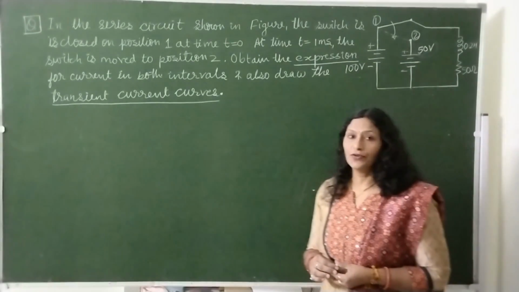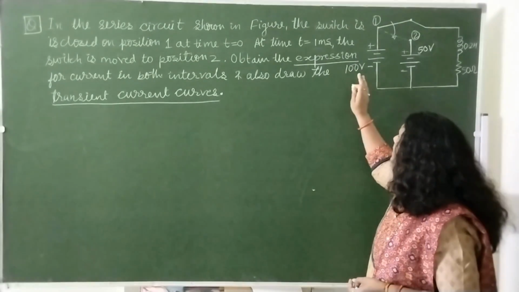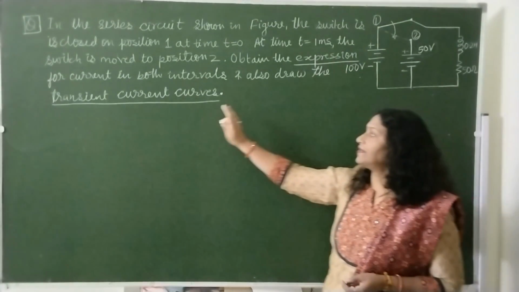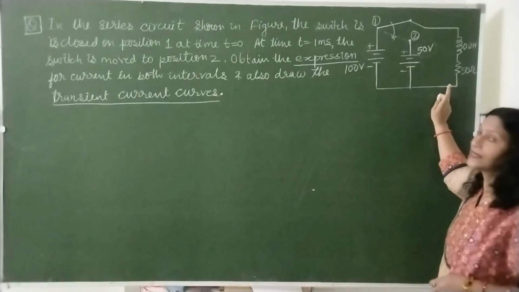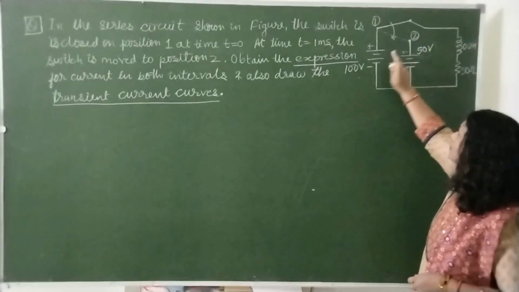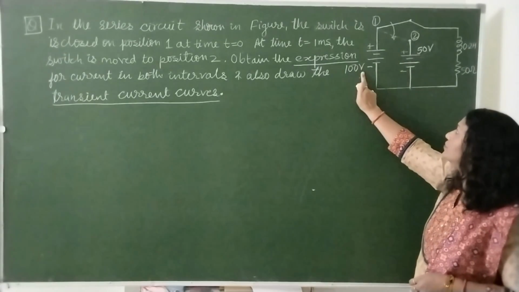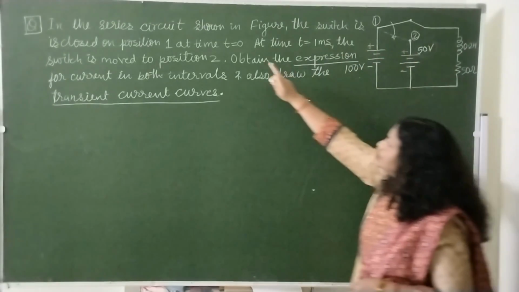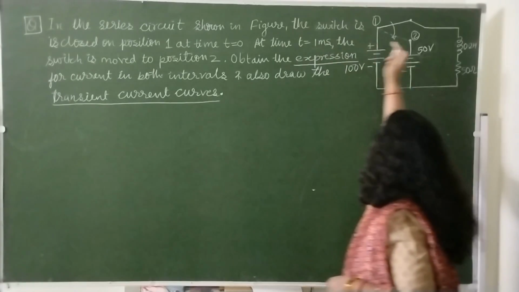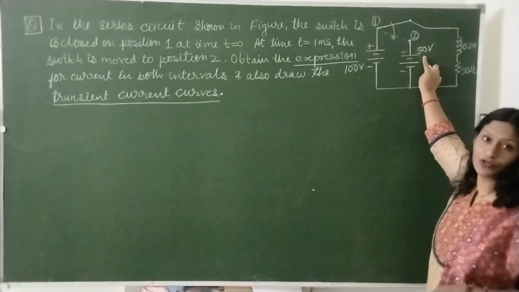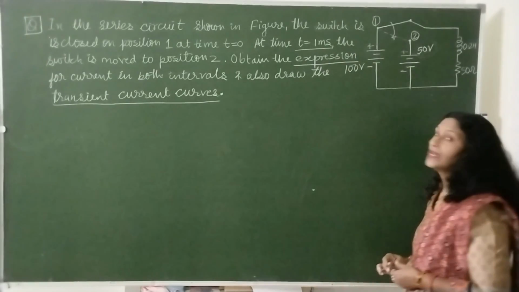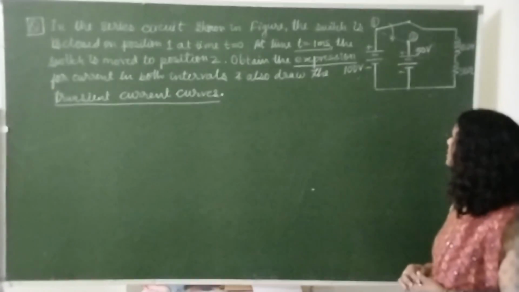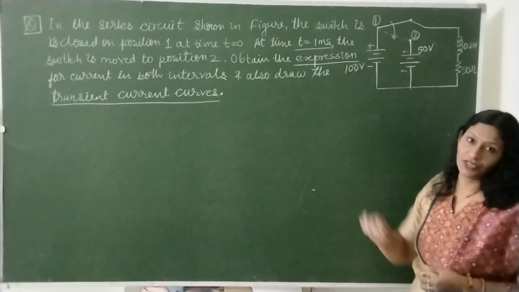Hello students, today we will find the expression i(t) as well as the transient curve for this given RL series circuit, where it is first connected to this 100 volt source at time t equals 0, and then it is switched to this 50 volt source at time t equals 1 millisecond, and we have to find its expression for both the positions.